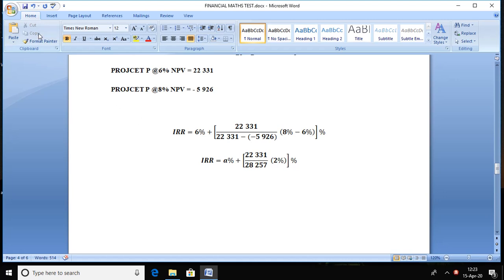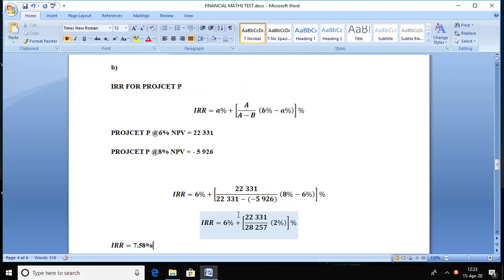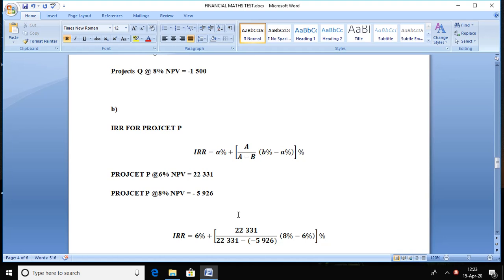So what will be your final answer? There was a 6%. So you will say 22331 divided by 28257 multiplied by 2, then plus 6. That should give you 7.58%. So that's the internal rate of return for project P.